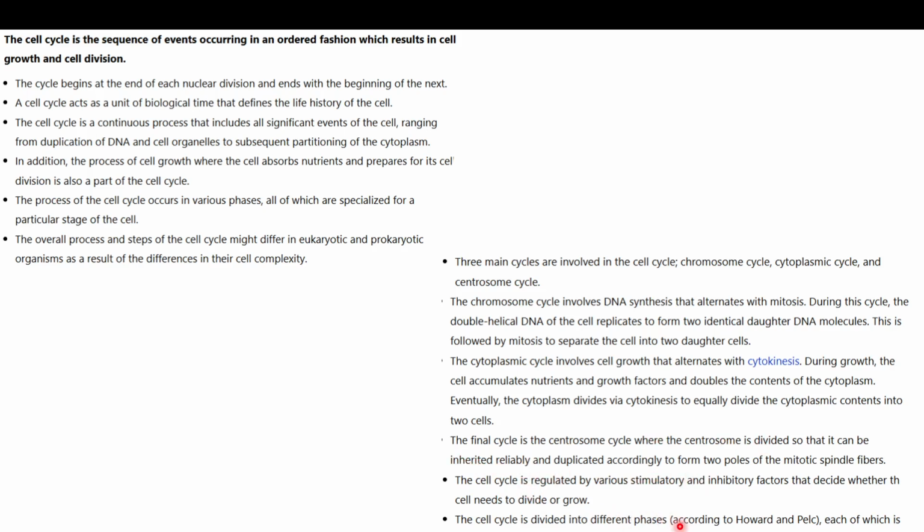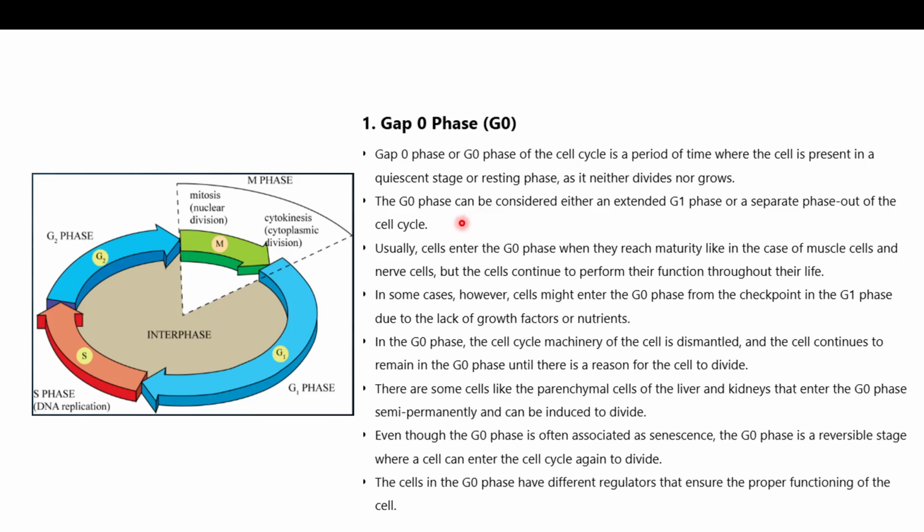Okay, so this is the complete cell cycle here, and it is divided into different kinds of phases. The very first one is the gap G0 phase, where the cell is in a quiescent or resting phase, neither dividing nor growing. This picture here is showing G1, S, G2, M phases. All these are preparatory and duplication phases, and M is the final dividing phase.